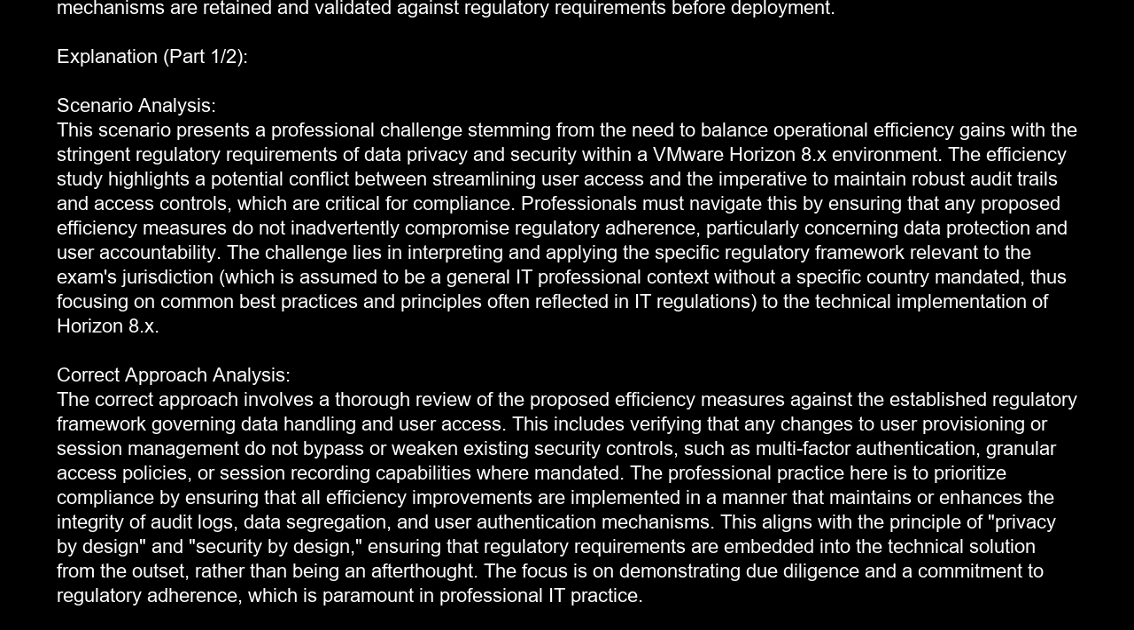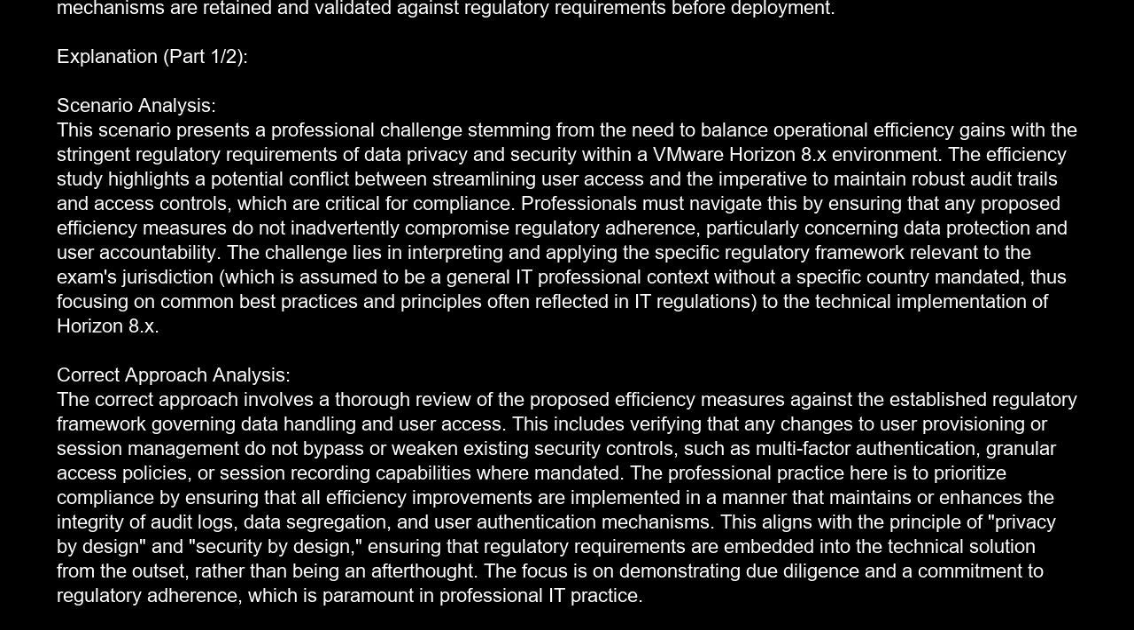Professional practice here is to prioritize compliance by ensuring that all efficiency improvements are implemented in a manner that maintains or enhances the integrity of audit logs, data segregation, and user authentication mechanisms. This aligns with the principle of privacy by design and security by design, ensuring that regulatory requirements are embedded into the technical solution from the outset, rather than being an afterthought. The focus is on demonstrating due diligence and a commitment to regulatory adherence, which is paramount in professional IT practice.